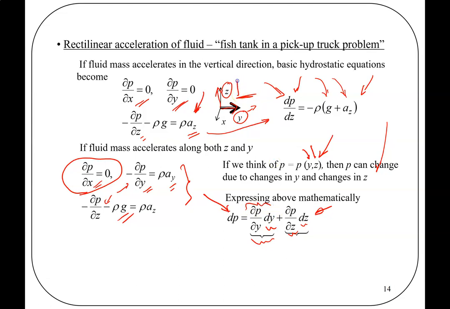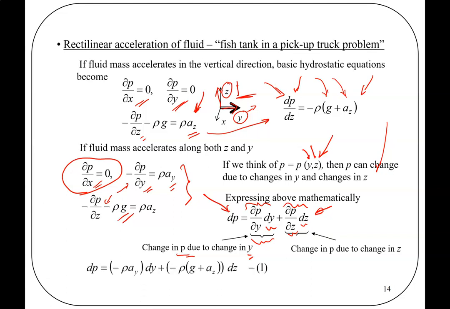Whereas if I move in the z direction, this expression tells me what are going to be the changes in pressure, right? So each of these terms on the right-hand side has an interpretation. The first term is a change in pressure due to changes in y. The second term is a change in pressure due to a change in z. All right. So I plug in the expression for dp/dy and the expression for dp/dz from the equations above, from the hydrostatic equations, and I get this result.